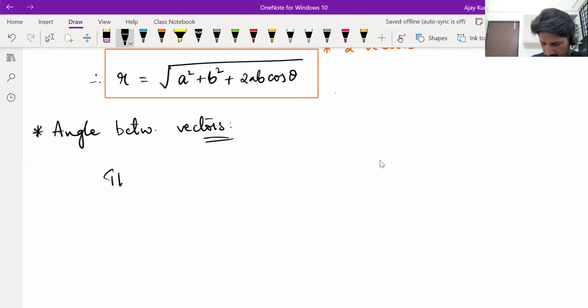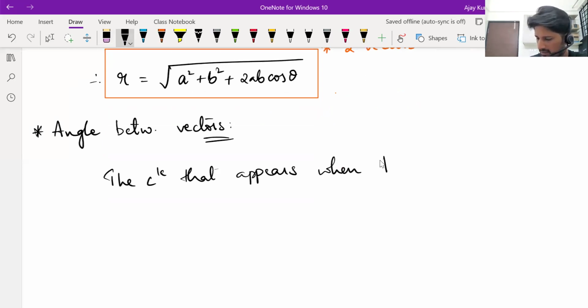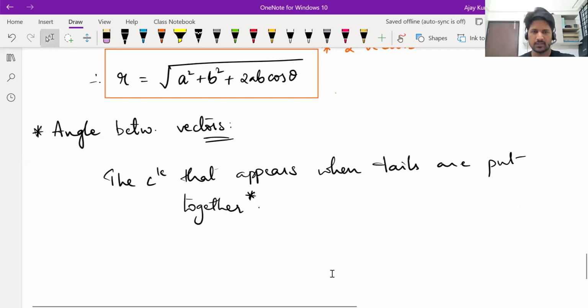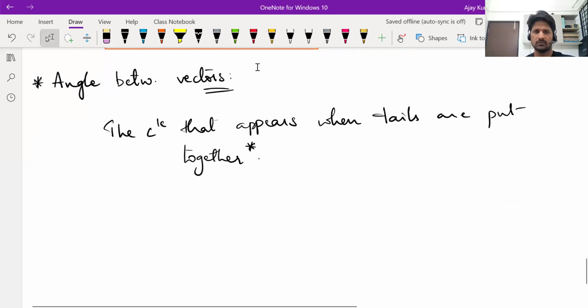Basically, it's the angle that appears when their tails are put together. It is a rule that only when tails are together, whatever angle you see is the angle between the vectors.